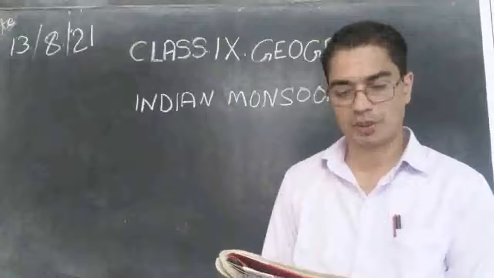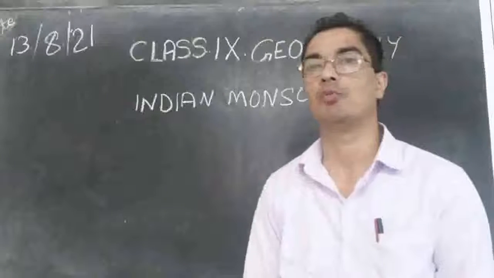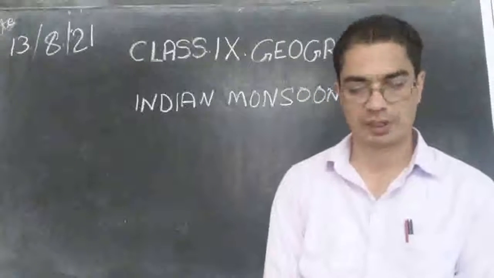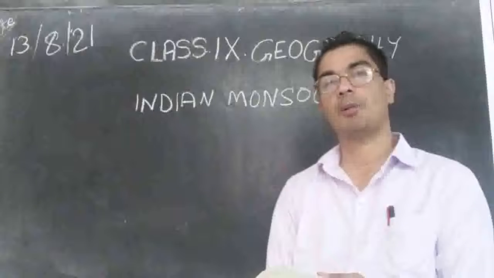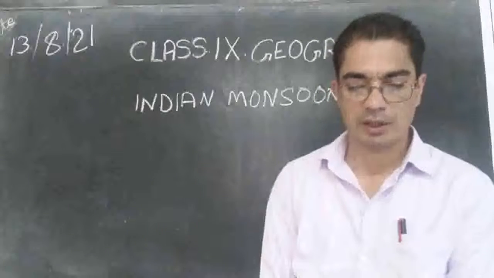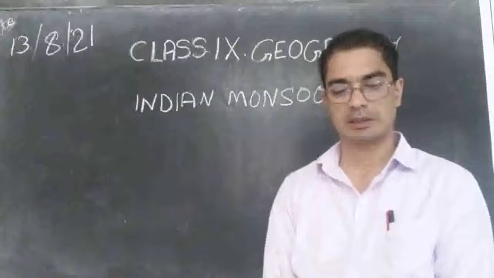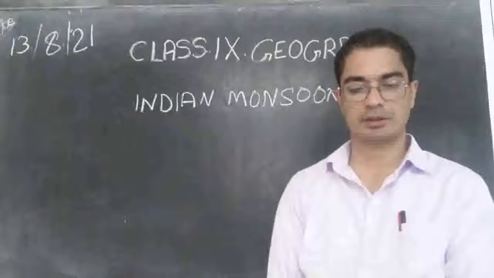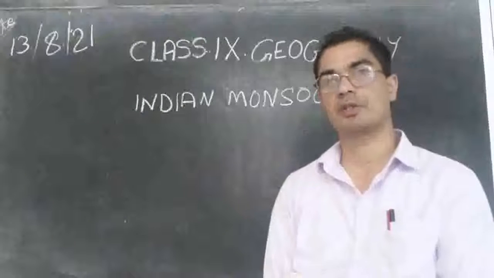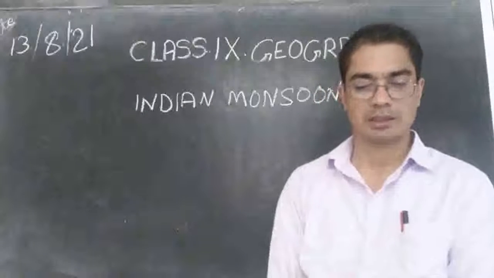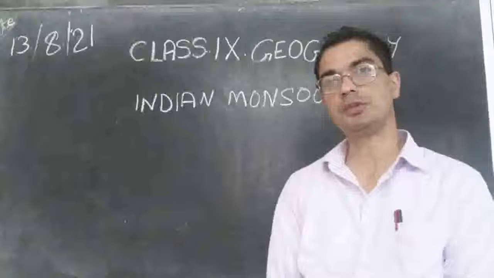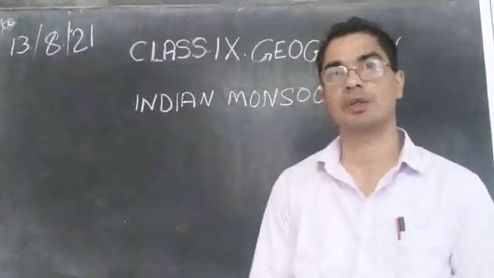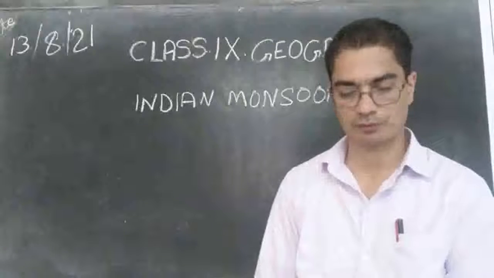Then apart from this, there are also some other movements of the winds which are affecting the monsoon. Let's see what they are. So apart from this, it has also been noticed that changes in the pressure conditions over the southern oceans also affect the monsoon. So in the southern oceans, there is also some pressure difference that is affecting the monsoon.